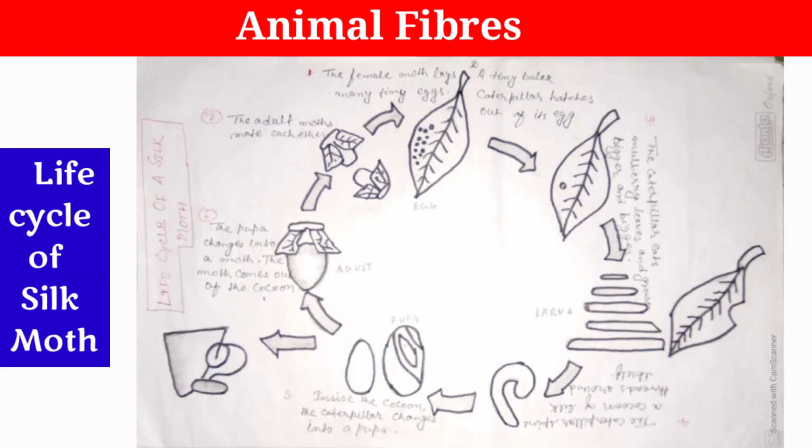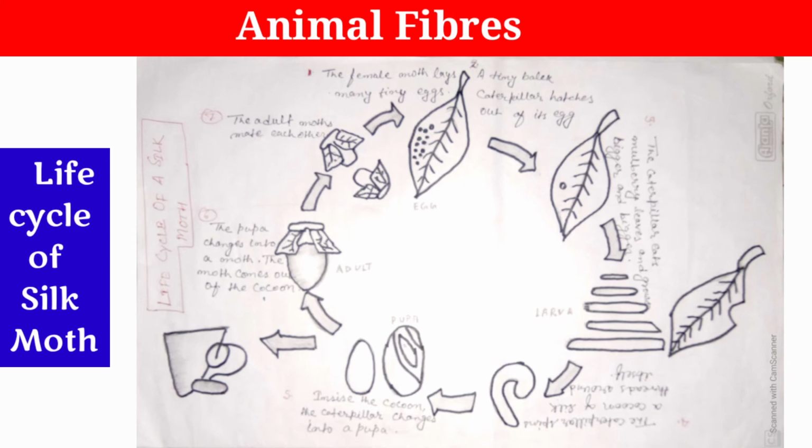Now, the life cycle of a silk moth. The female silk moth lays approximately 300 to 400 eggs in clusters on mulberry leaves. When the eggs hatch, a tiny caterpillar crawls out. This is the silkworm or larva. Now the life cycle of a silkworm.